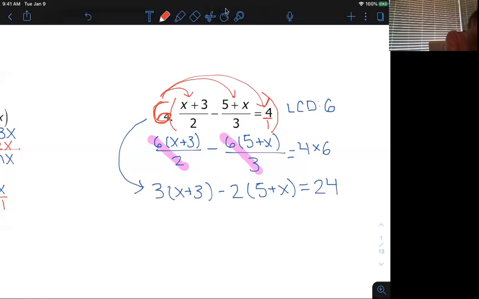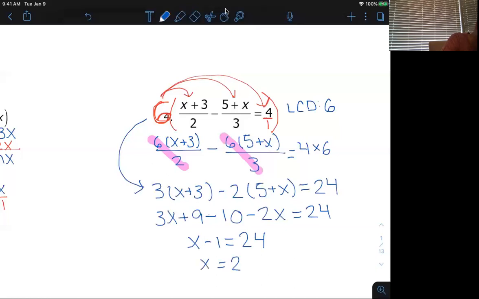So now I have to go ahead and distribute. So this is going to give me 3x plus 9 minus 10 minus 2x. You need to make sure you distribute that negative sign, and that's why it's helpful to put parentheses, equals 24. Combine my like terms. 3x minus 2x is x. 9 minus 10 is negative 1. Then I'm going to add 1 to both sides, and x is 25.